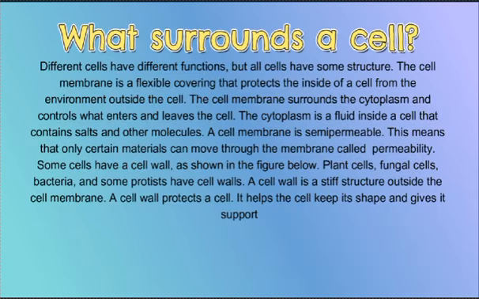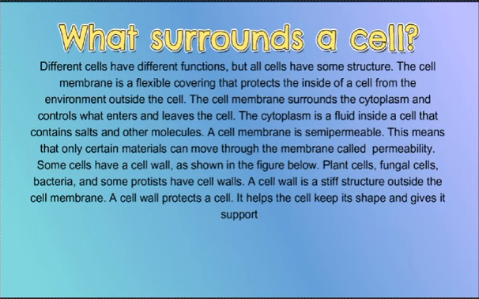Different cells have different functions, but all cells have some parts in common. One structure that all cells have is cell membranes. Inside the cell is the cytoplasm. The cell membrane is a flexible covering that protects the inside of a cell from the environment outside the cell. The cell membrane surrounds the cytoplasm and controls what enters and leaves. The cytoplasm is a fluid inside a cell that contains salts and other molecules. A cell membrane is semipermeable. This means that only certain materials can move through the membrane, called permeability.